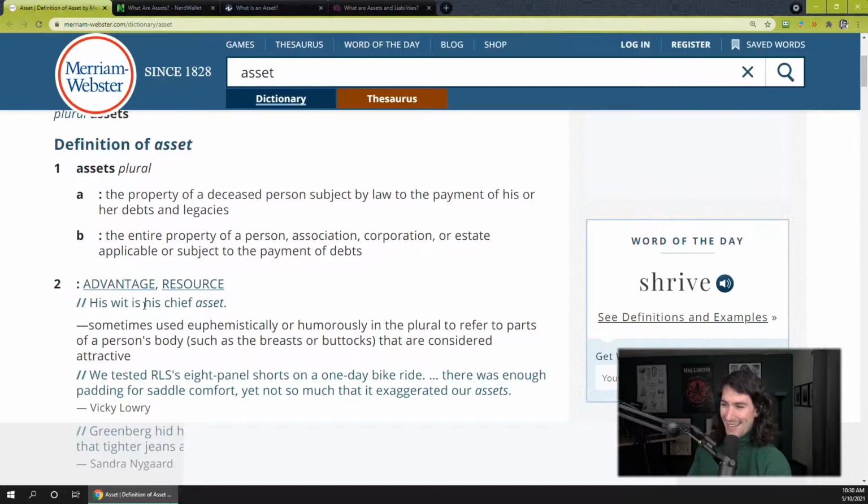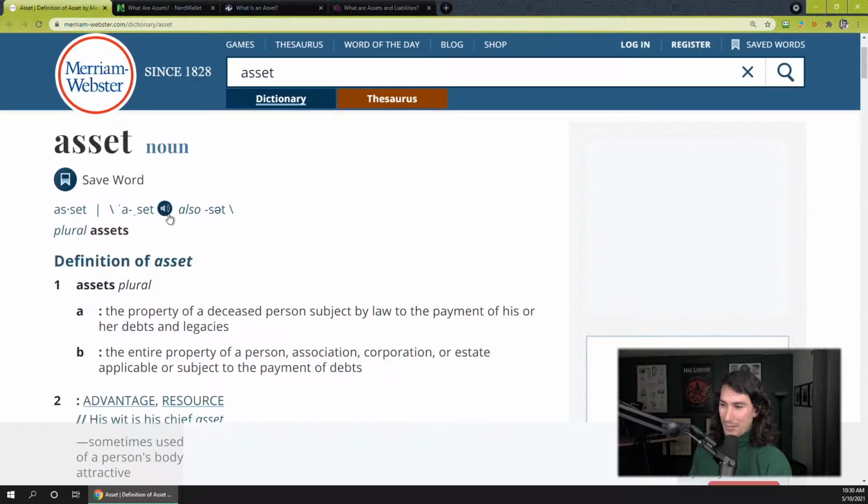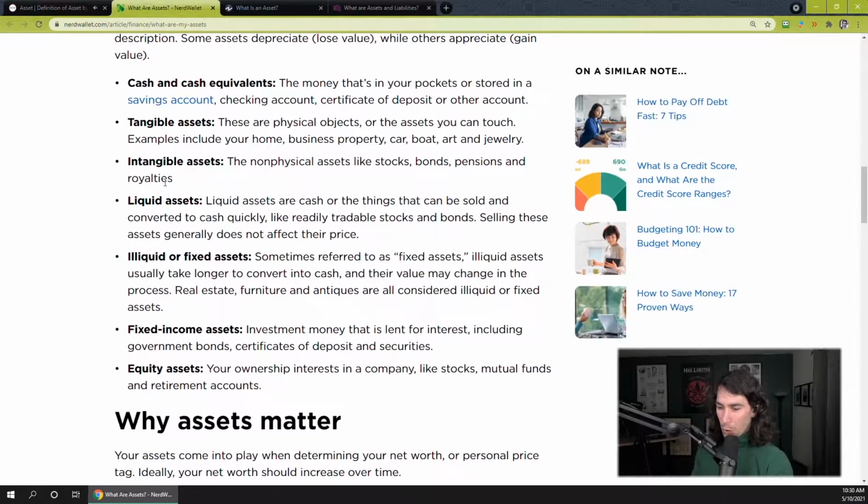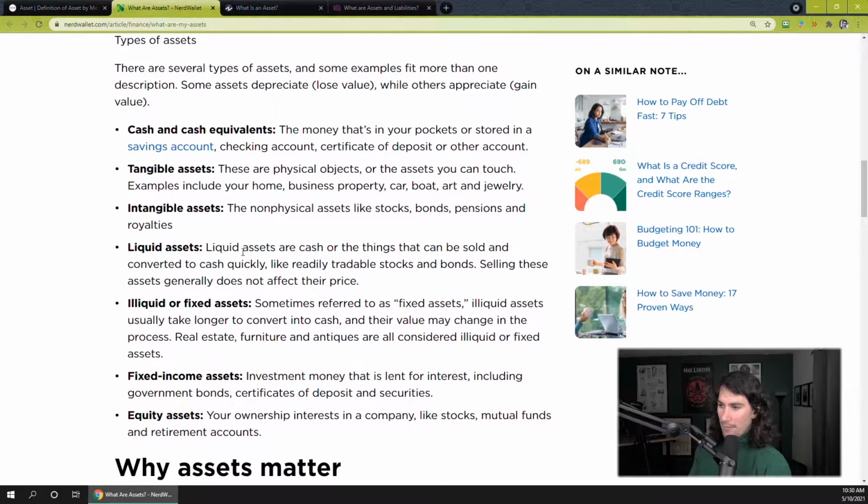His wit is his chief asset. Oh my goodness, it's amazing how not true any of this is. Well, let's go to NerdWallet. NerdWallet is a really good resource for credit information that I've used, but again, assets: cash and cash equivalents, tangible assets, so things you can actually hold, intangible, stocks, bonds, liquid assets, cash, illiquid or fixed assets, fixed income assets, equity assets. It's just really amazing. NerdWallet even doesn't know what assets are.